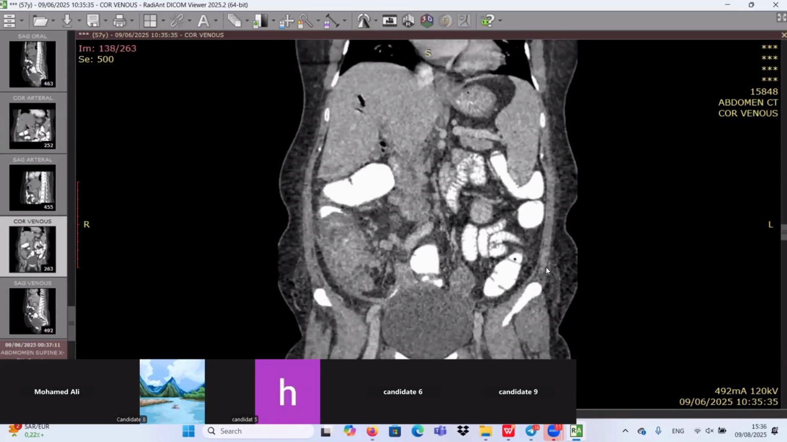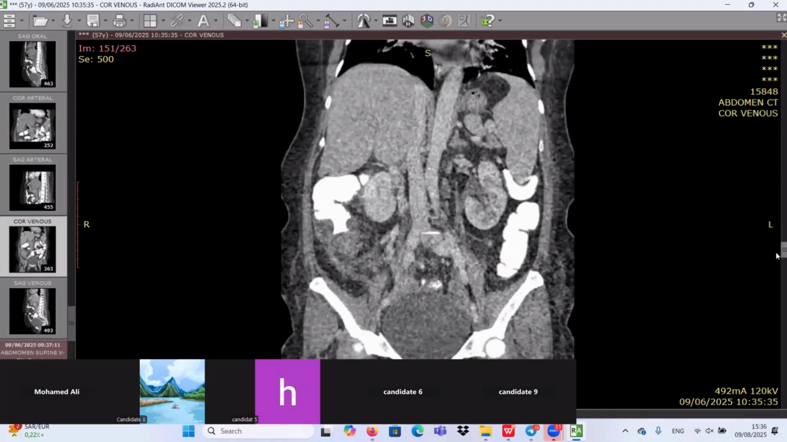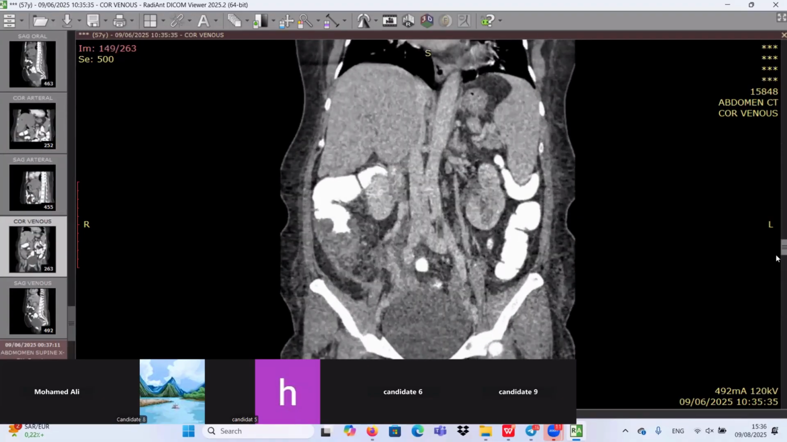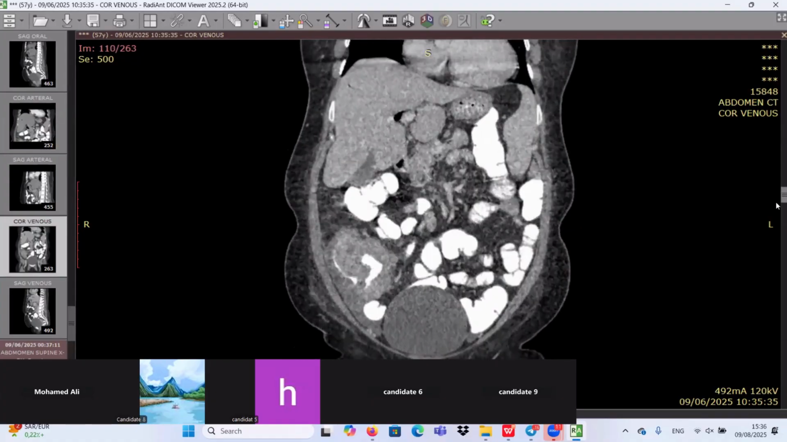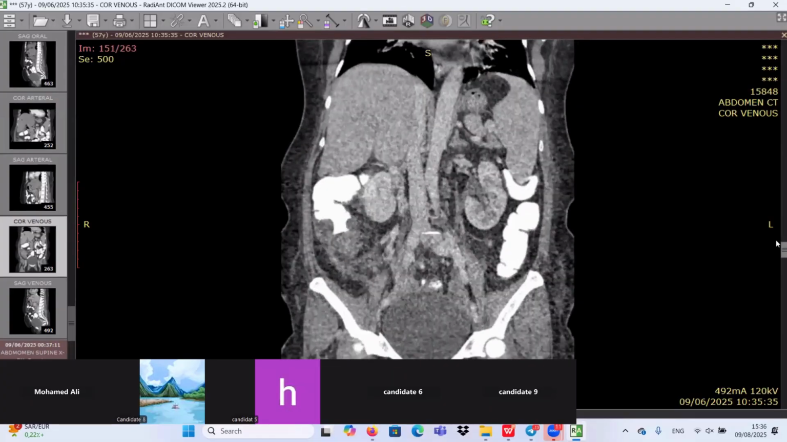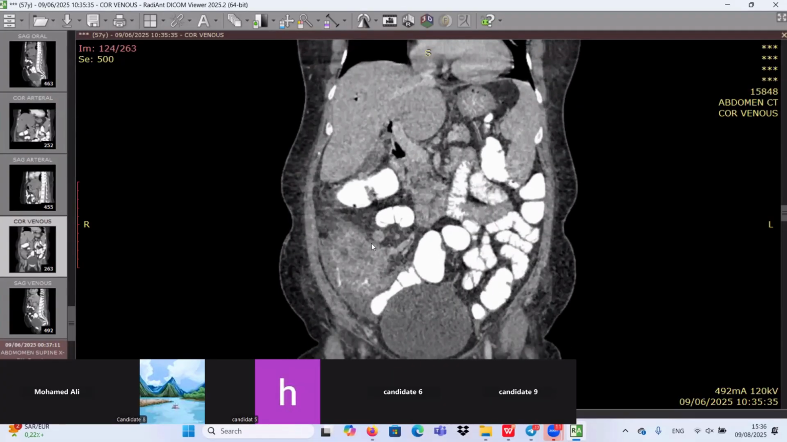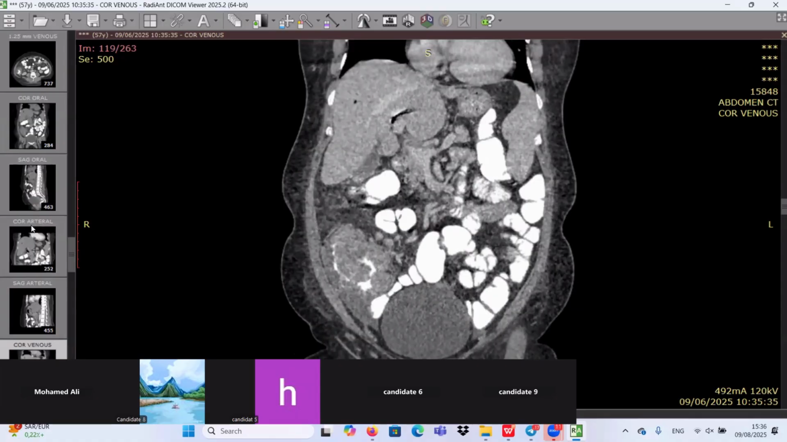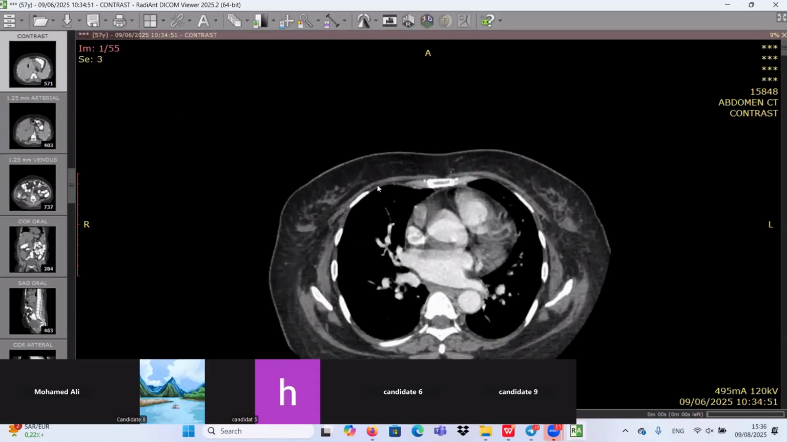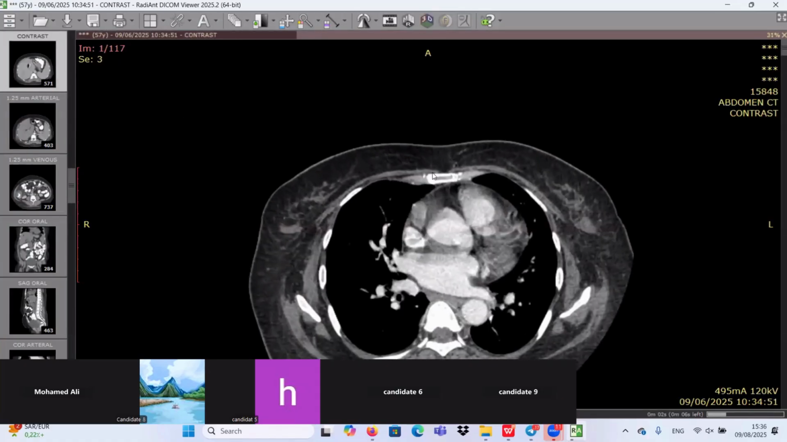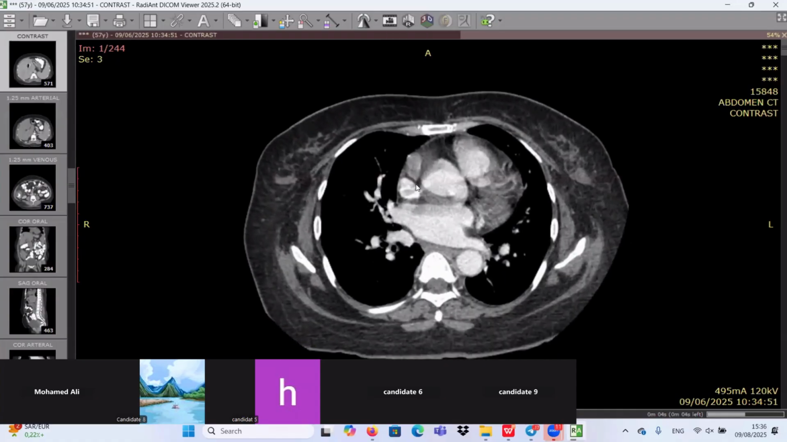What's your next step? I would refer this patient to the colorectal MDT for further evaluation and endoscopic biopsy for tissue diagnosis. And I would complete staging for the chest, to look for any pulmonary lesions.